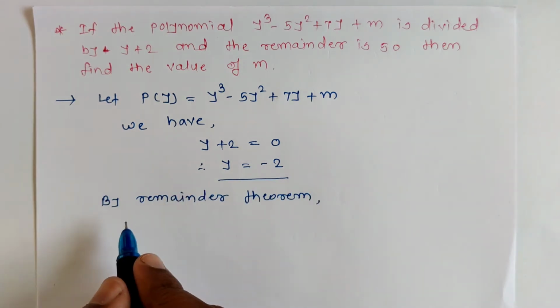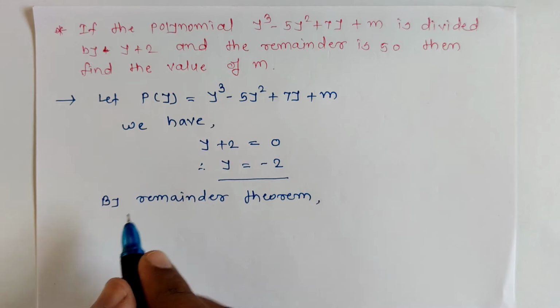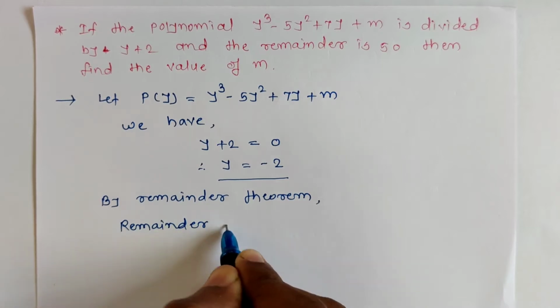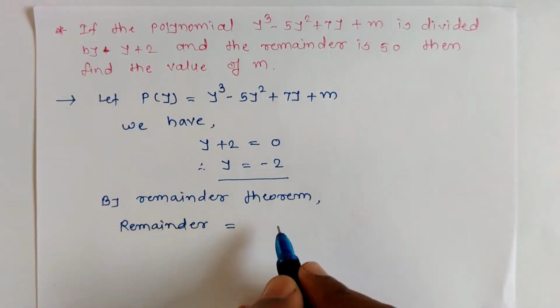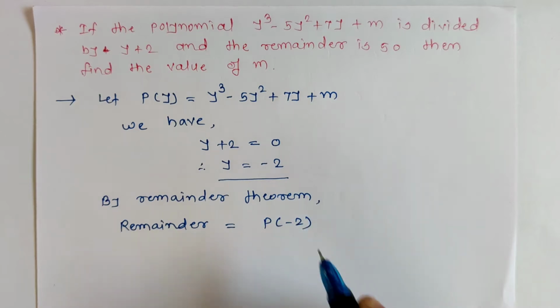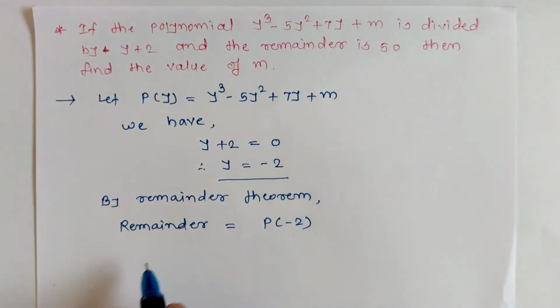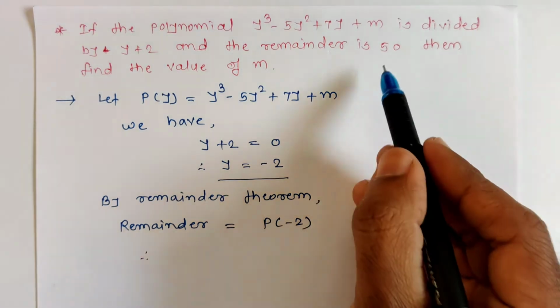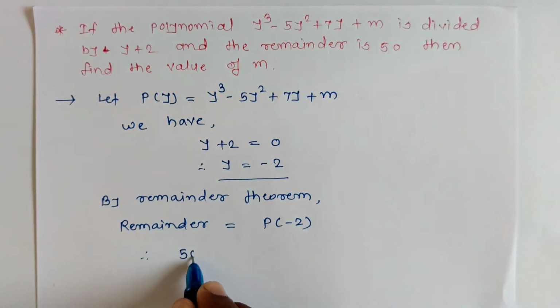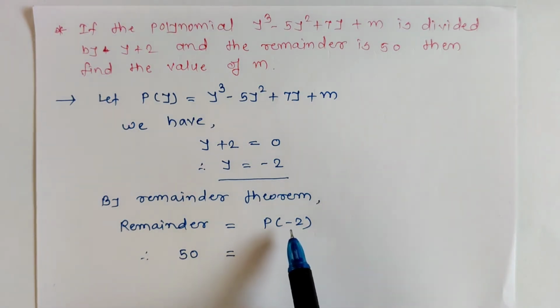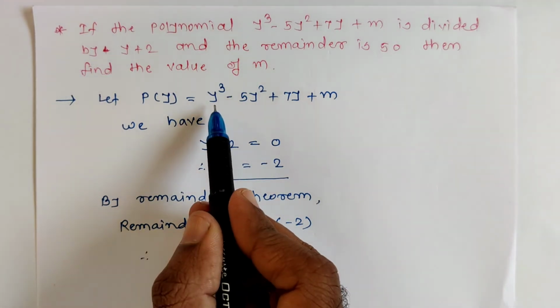So by the remainder theorem, if we divide the given polynomial by y plus 2, we will get a remainder which is the same as p of minus 2, because we have to divide the polynomial p of y by y plus 2. So now we have to solve this. The remainder is given over here, that's 50. So substitute the remainder here, equal to, now to find the value of p of minus 2, we have to substitute the variable y by minus 2 in the given polynomial.